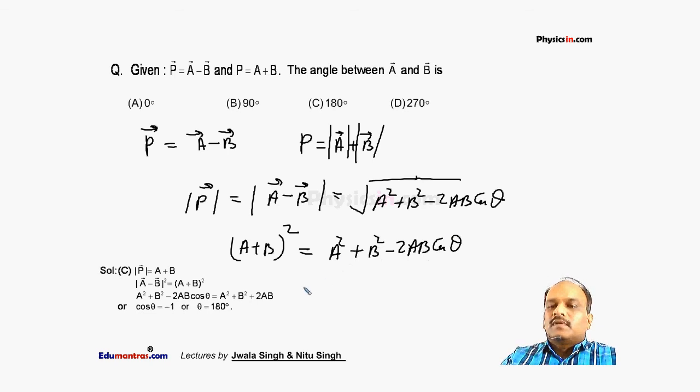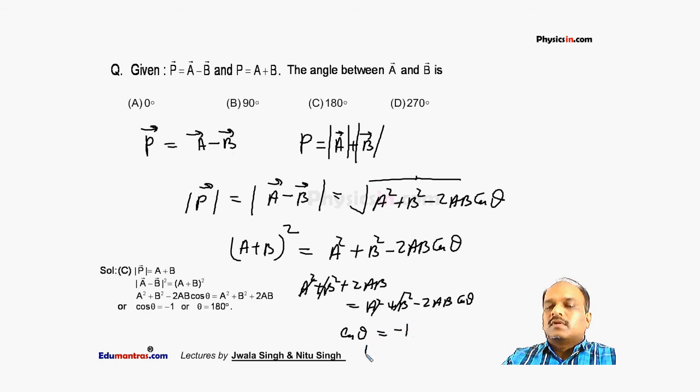So from here we get A square plus B square plus twice AB is equal to A square plus B square minus 2AB cos theta. So this A square plus B square will vanish. We get cos theta is equal to minus 1, or theta is equal to 180 degrees.